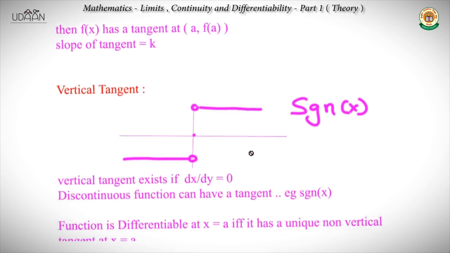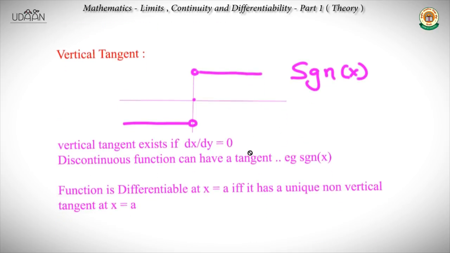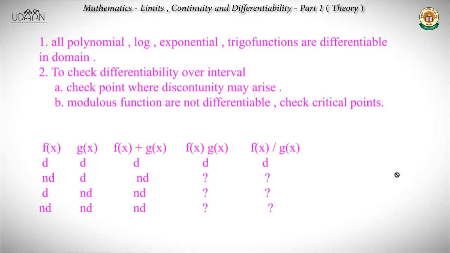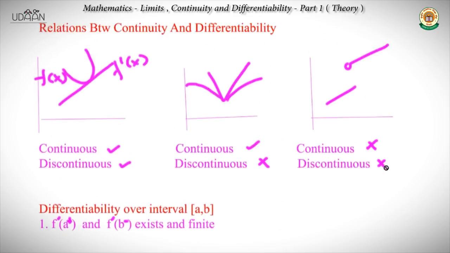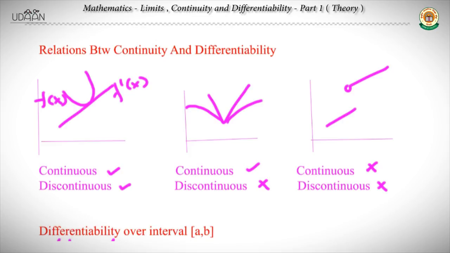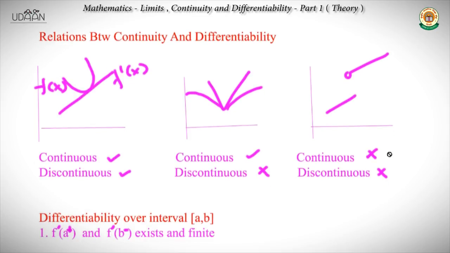A very interesting one is the vertical tangent concept. For a function to possess a vertical tangent, it need not be a continuous function, as we can see in the graph of signum x. Similarly, for a function to be differentiable at x equals a, it is necessary that it should possess a unique non-vertical tangent at x equals a. Moving into the next slide, we can see that there are certain relationships between continuity and differentiability. Looking at the three graphs, we can see that continuity does not imply differentiability, but differentiability implies continuity.